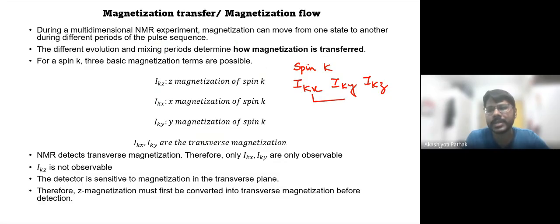So your IKX and IKY, what are these? These are your transverse magnetization components, because they are present in the XY axis. The magnetization which is present in the XY axis will be called the transverse magnetization components, and your IKZ is what? It is the longitudinal magnetization.